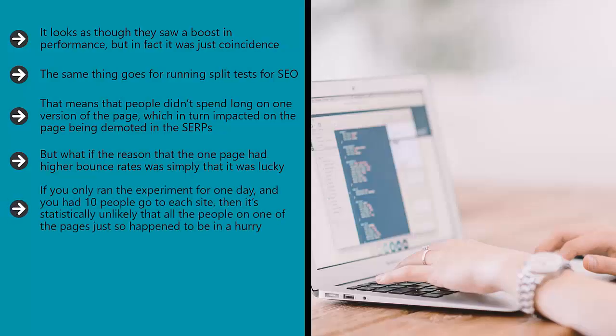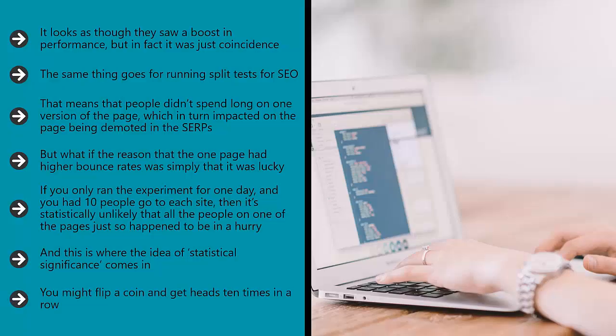If you only ran the experiment for one day and you had 10 people go to each site, then it's statistically unlikely that all the people on one of the pages just so happened to be in a hurry, but it's not impossible. And this is where the idea of statistical significance comes in. In order to rule out freak coincidence and chance, you need a large enough sample size. You can never say with 100% certainty that the results of your test are accurate, but you can run the test long enough and get enough subjects to say that it is accurate beyond reasonable doubt.